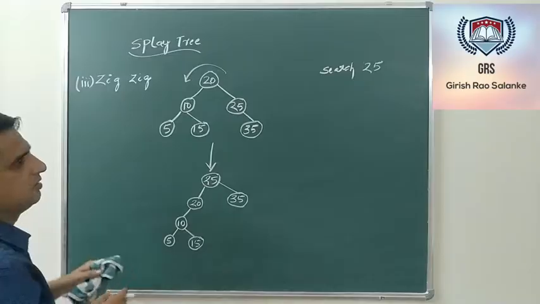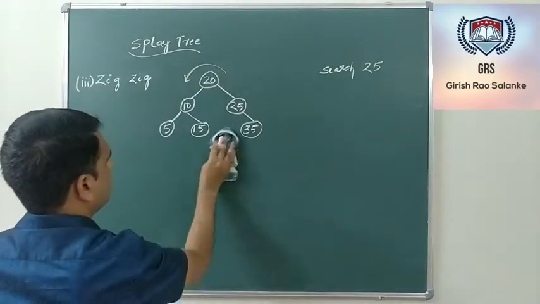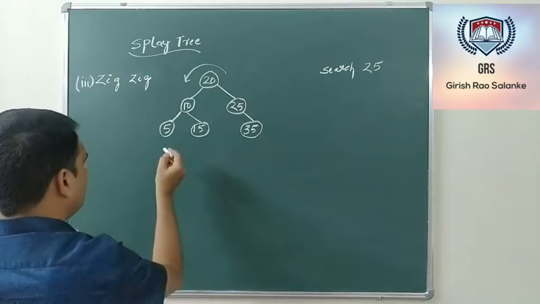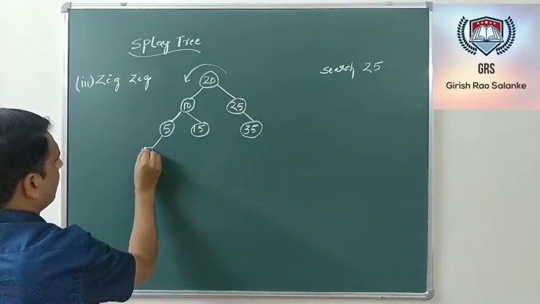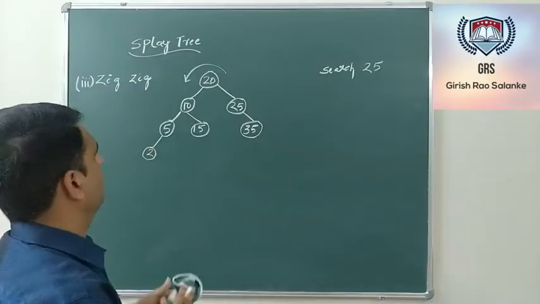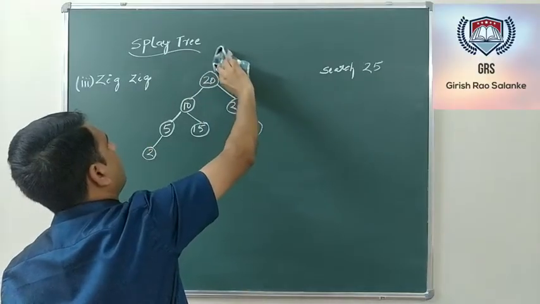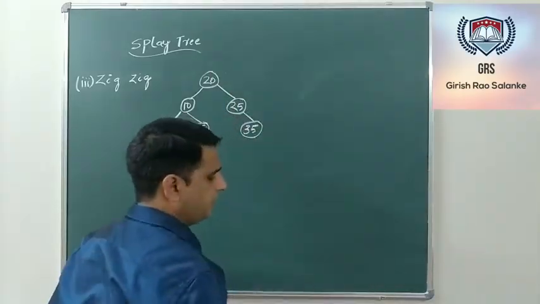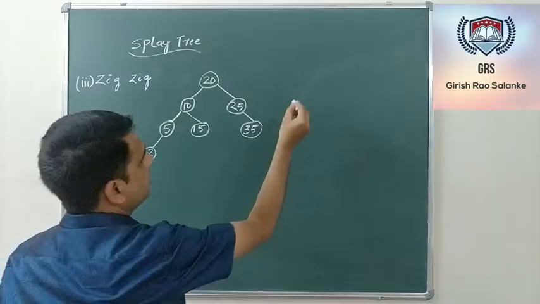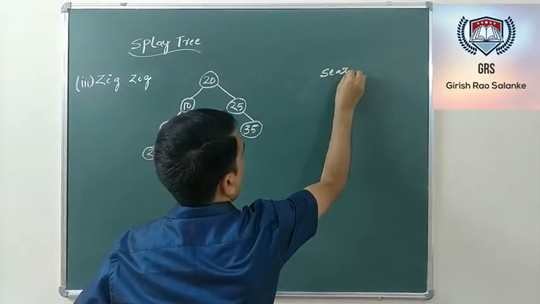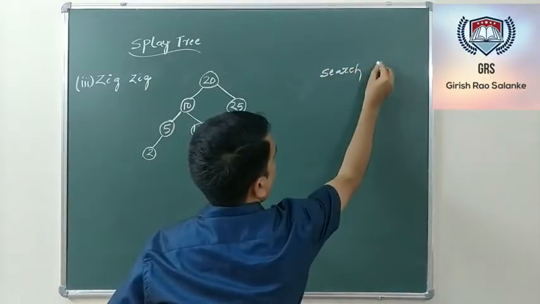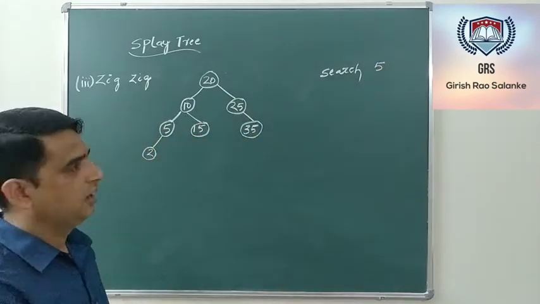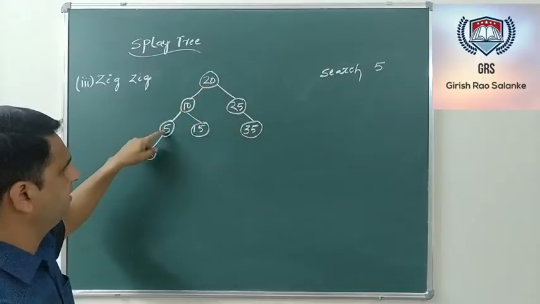This is the third one. To explain zig-zig, let me take an example to search node 5, or to search key 5 in this binary search tree. Now if you see this, 5 is at this position.